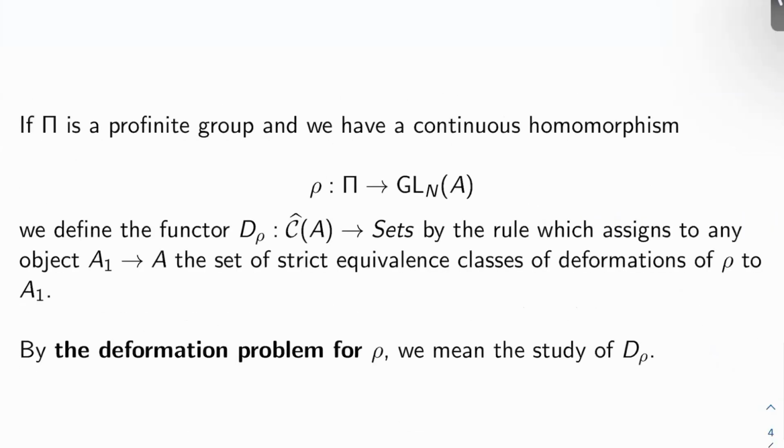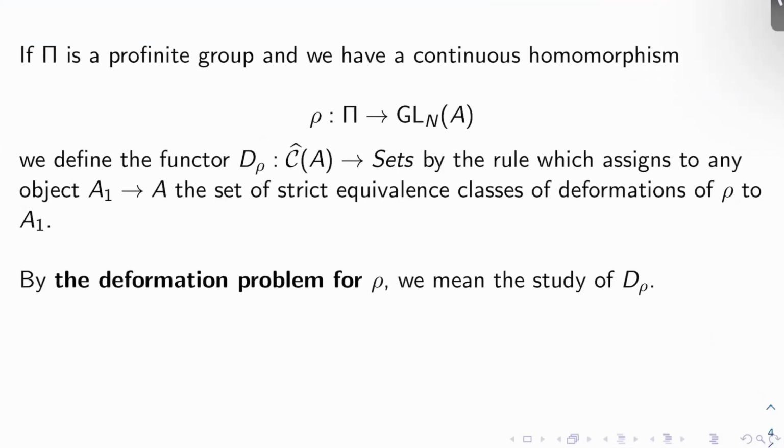All right. So what's a deformation problem for a representation of a profinite group? If pi is a profinite group and we have a continuous homomorphism rho from pi to GLN of A, define the functor d sub rho from C hat of A to sets by the rule that assigns to any object A1 to A in C hat of A the set of strict equivalence classes of deformations of rho to A1. And then by a deformation problem for rho, we just mean the study of the functor d sub rho.